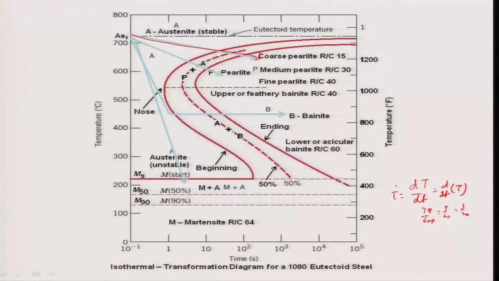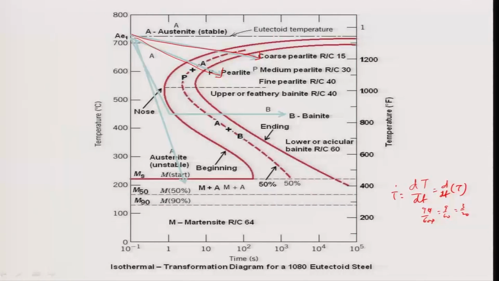If you cool a little faster, let us suppose about 20 degrees per minute, then you will also form pearlite because it will pass through this pearlite transformation curve, but it will be fine pearlite, and the hardness will be almost double, RC 30 or RC 40.